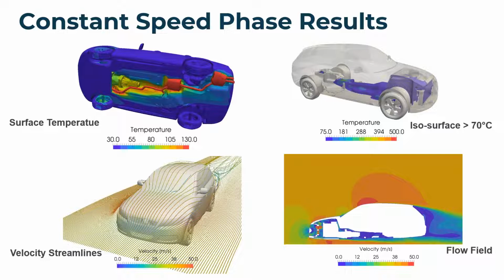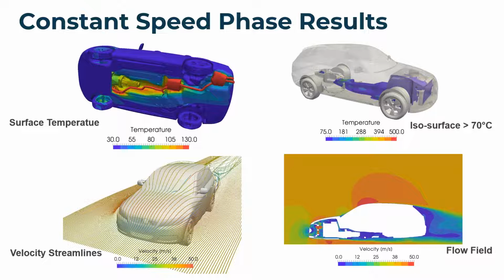A few pictures of results for the steady state phase taken from the CFD. On the top row, we have some temperatures. On the left, we have the surface temperature on the hood. The range is clipped at 130 degrees C. So in red, we can see all the areas above this critical temperature.